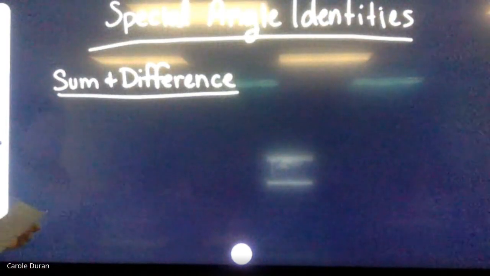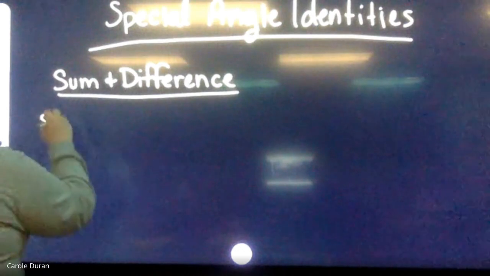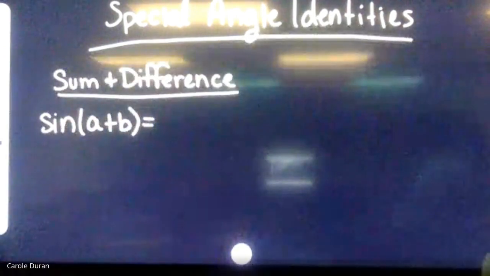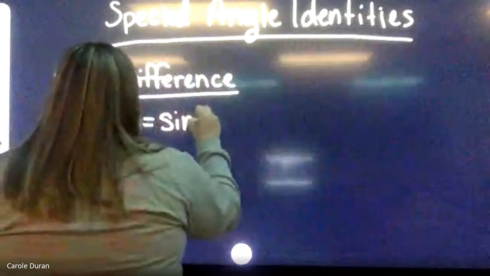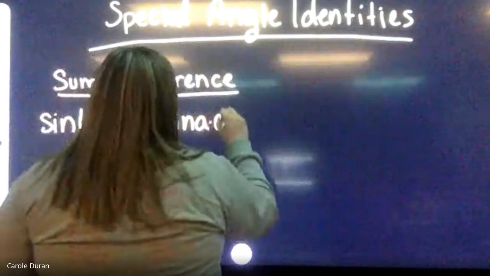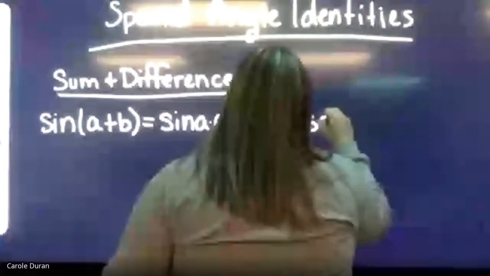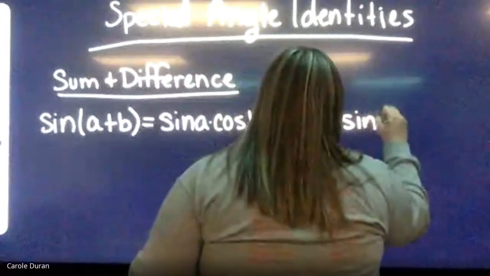So the first sum or difference identity is going to be sine of angle A plus B, written as sine parentheses A plus B. A here is just going to represent the first angle, and B is going to represent the second angle. This is equal to sine of angle A times cosine of angle B plus cosine of angle A times sine of angle B.